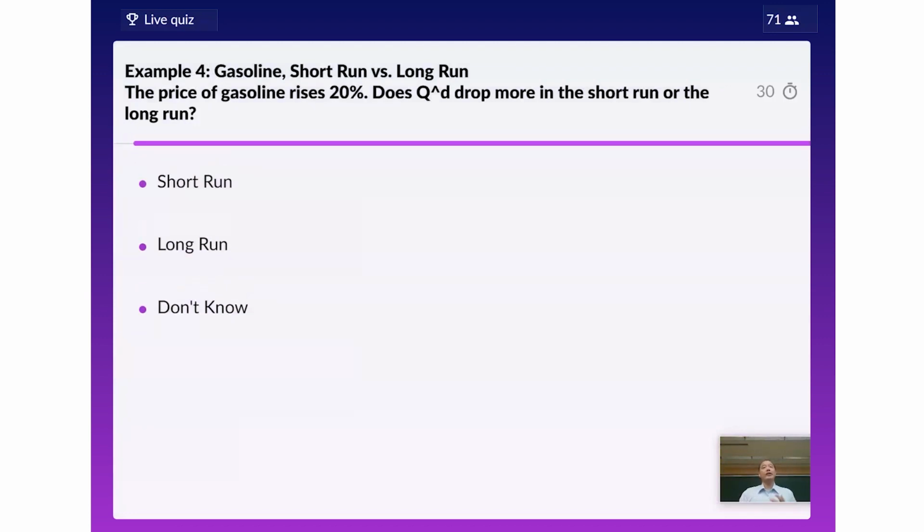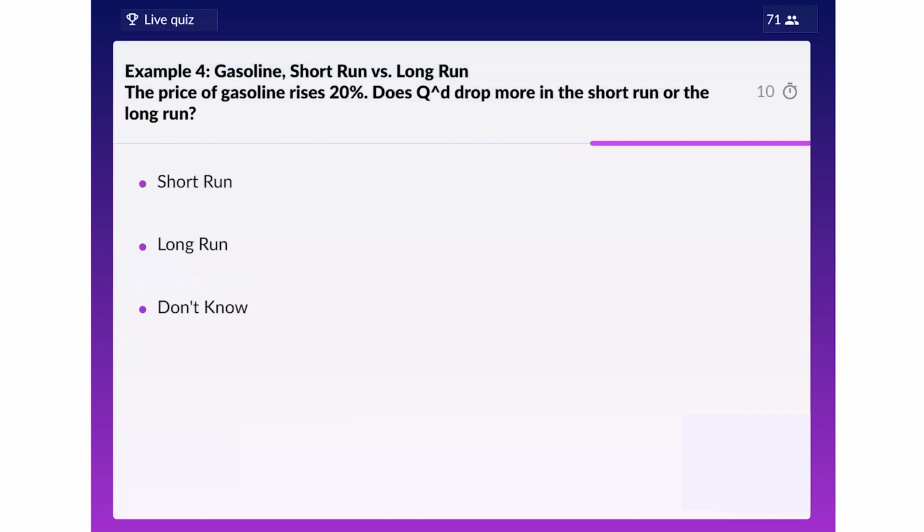Gasoline in the short run versus the long run. So suppose the gas price goes up by 20%. Does quantity demanded drop higher in the short run or in the long run? Or I don't know. So now it's the same good, but just thinking about the short run versus the long run. Okay, think about, can you easily switch? That's the key thing.